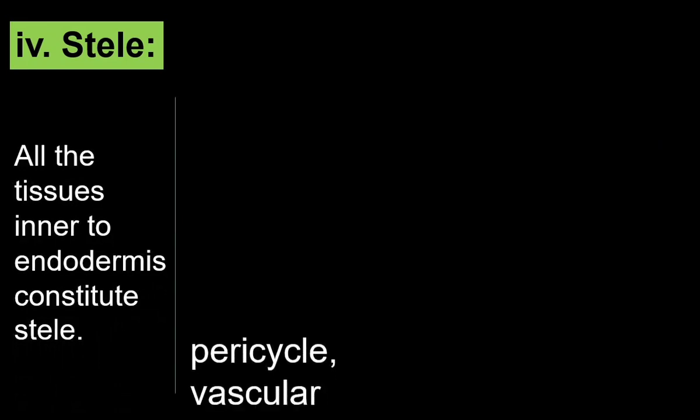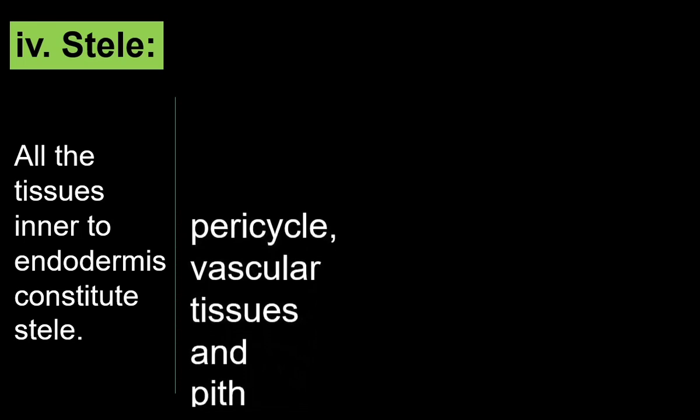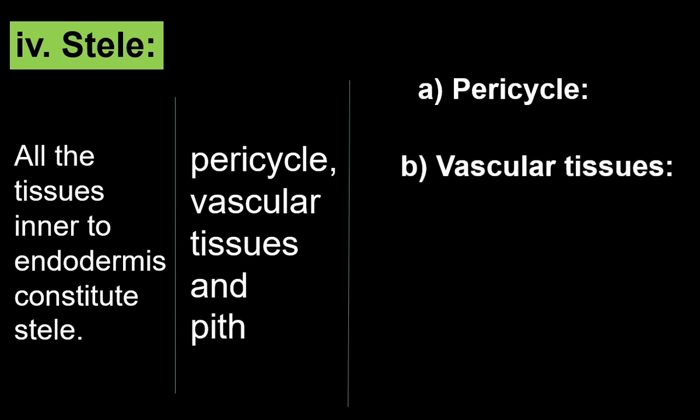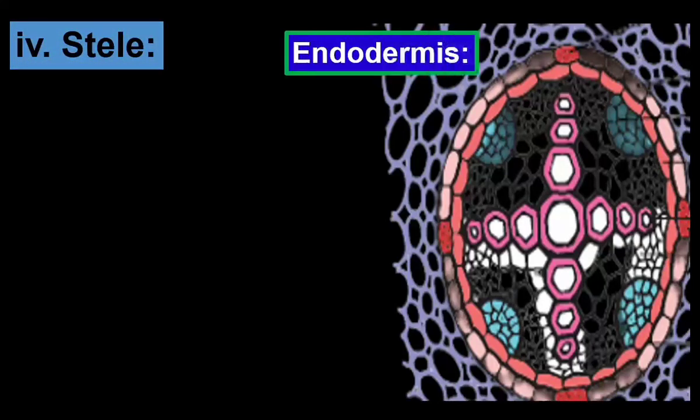All the tissues inside the endodermis form a stele. What is stele? All the tissues inner to the endodermis constitute the stele. The stele is made up of pericycle, vascular tissues and pith. Let us learn the pericycle and vascular tissues in detail. This is the endodermis. The stele is found inside the endodermis.